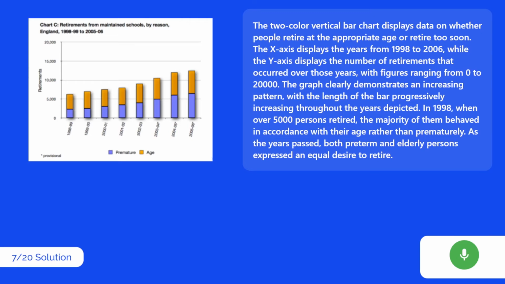The two-color vertical bar chart displays data on whether people retire at the appropriate age or retire too soon. The x-axis displays the years from 1998 to 2006, while the y-axis displays the number of retirements that occurred over those years, with figures ranging from 0 to 20,000. The graph clearly demonstrates an increasing pattern, with the length of the bar progressively increasing throughout the years depicted. In 1998, when over 5,000 persons retired, the majority of them behaved in accordance with their age rather than prematurely. As the years passed, both premature and elderly persons expressed an equal desire to retire.